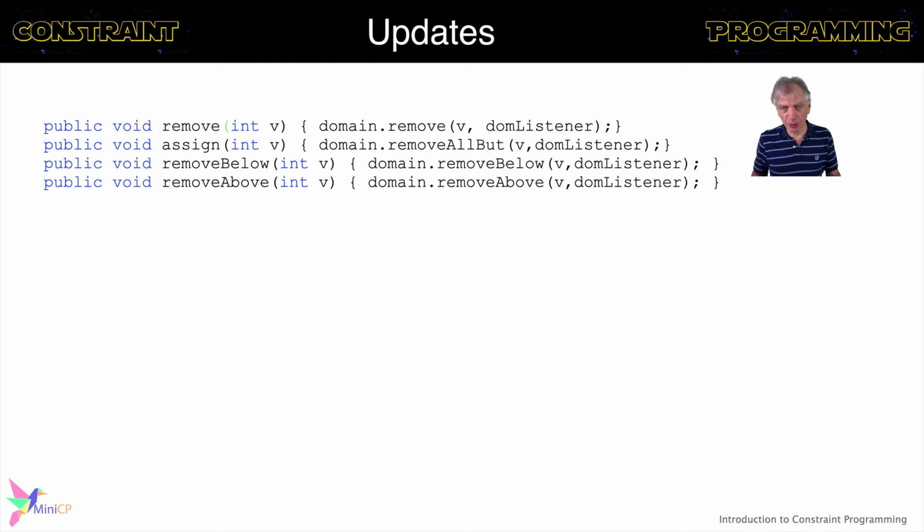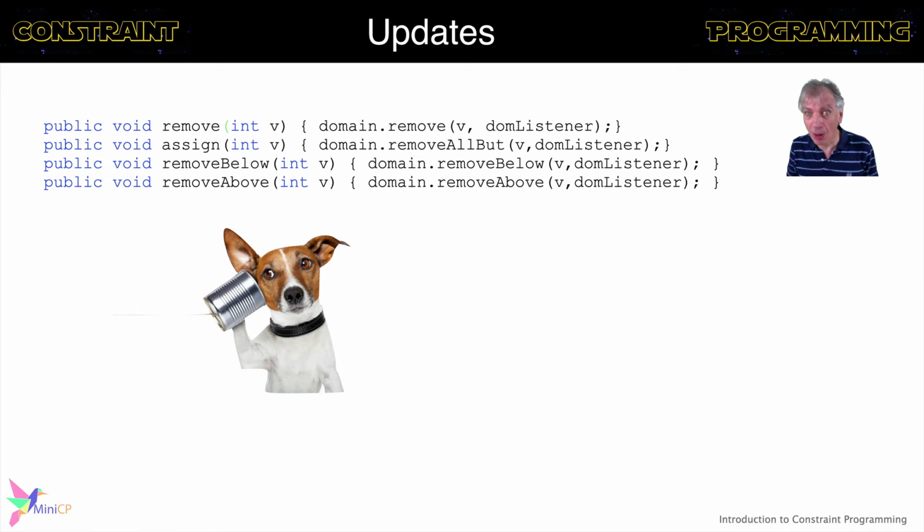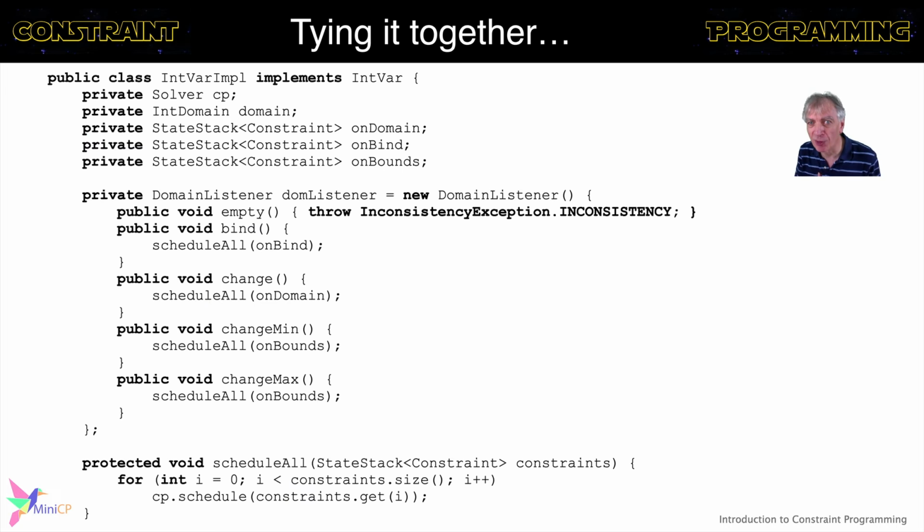All right, so now how do we do the updates? The updates are very natural. If we want to remove a value from a variable, we are going to remove the value from the domain of the variable. Essentially the same thing for everything. Now we are passing a domain listener here. And one of the very important things I have to tell you is what this domain listener is doing. This is really critical. What is this domain listener doing? Can you guess? Of course you can.